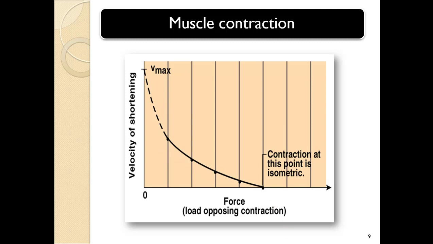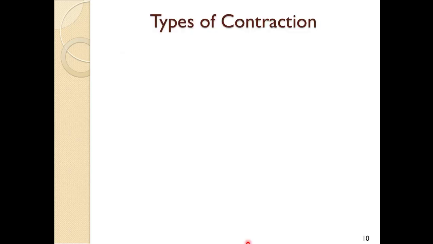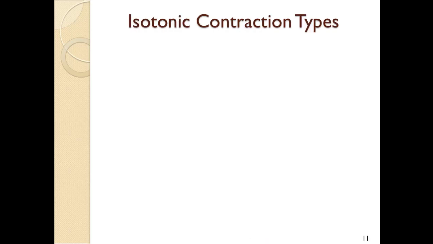All right, next let's talk about some of the types of contractions. So you should go ahead and write this down, isotonic contraction types. We have two different types of what we call isotonic contractions. So the first thing here that you should note is that an isotonic contraction refers to a type of contraction where the muscle itself is moving.